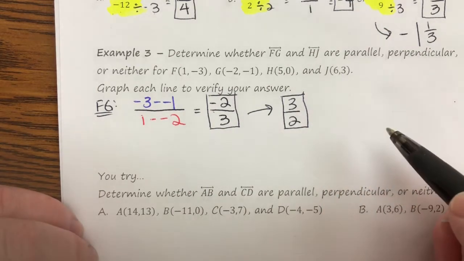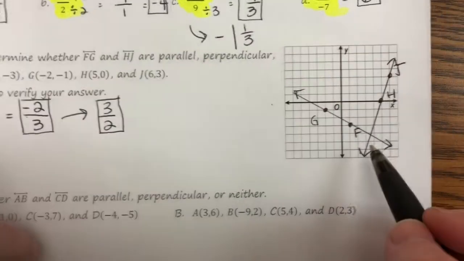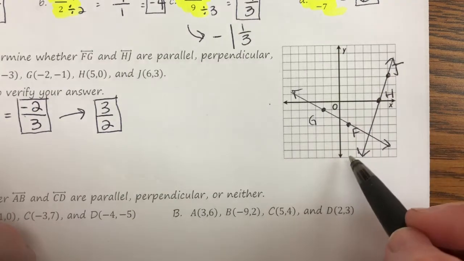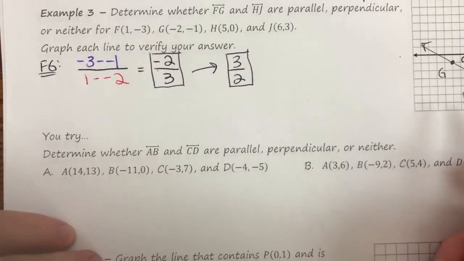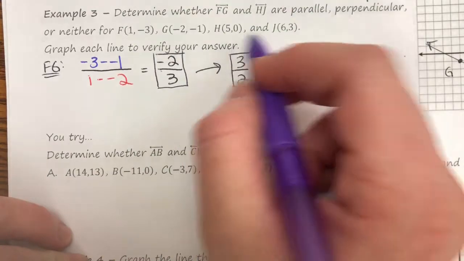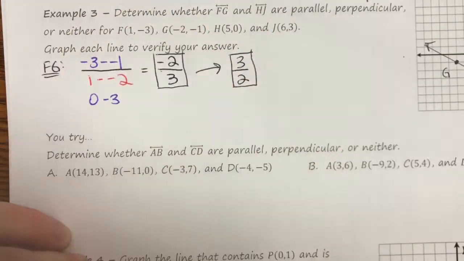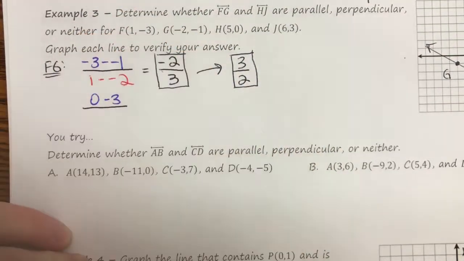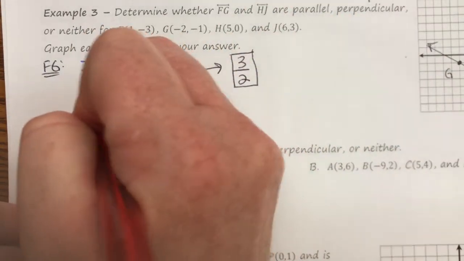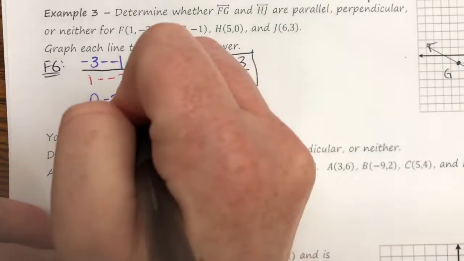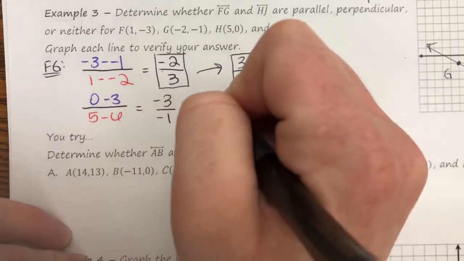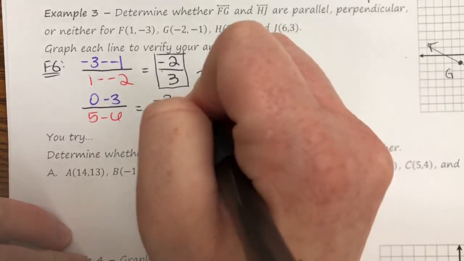If the slopes are exactly the same, we know they're parallel, but by graphing, we already know these two lines are not going to be parallel. Since they intersect, now we just want to know if they intersect at 90 degrees. All right, so for line HJ, I'm going to do 0 minus 3 over 5 minus 6. And then simplify. 0 minus 3 is -3. 5 minus 6 is -1. So that's going to give me +3.